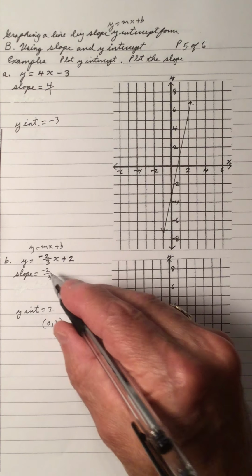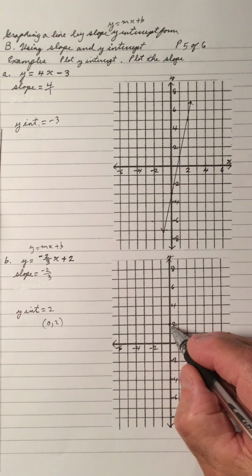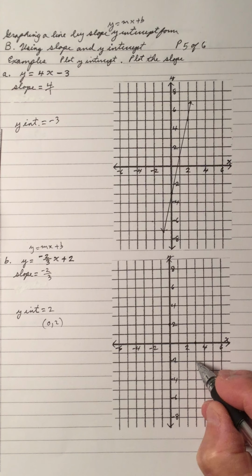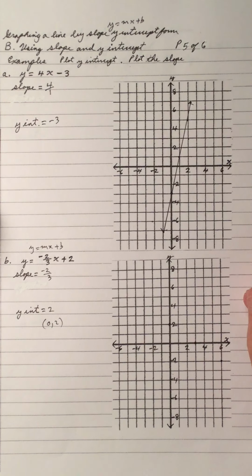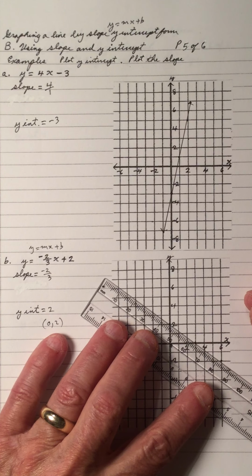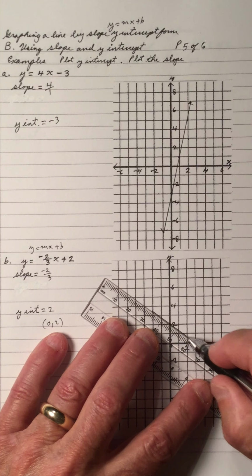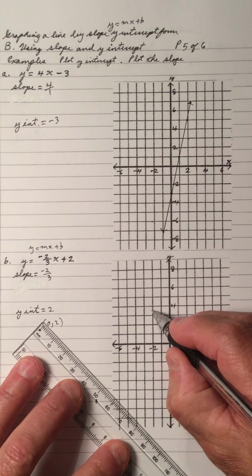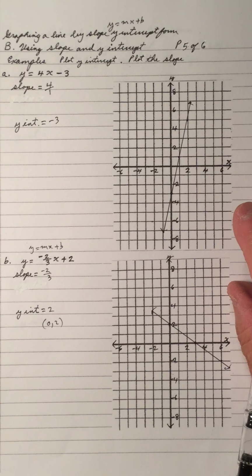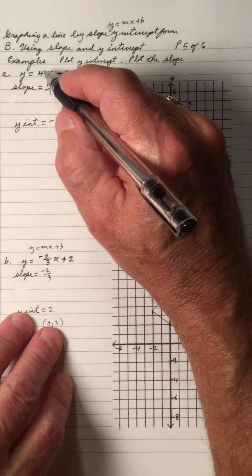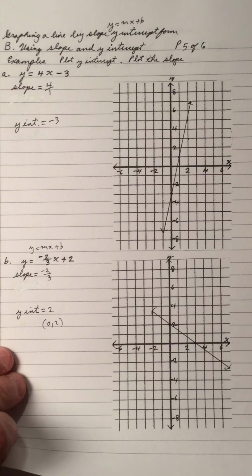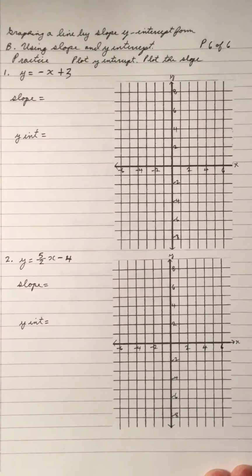So we will go down, since the slope is negative 2 over 3, that's down 2, right 3. And down 2, right 3 again. We have the 3 points, and we draw this line that has the y-intercept of 2 with a slope of negative 2 over 3. And again, this is graphing with the slope-intercept form. Because you have the slope-intercept form, you can plot the y-intercept, and then plot the slope.